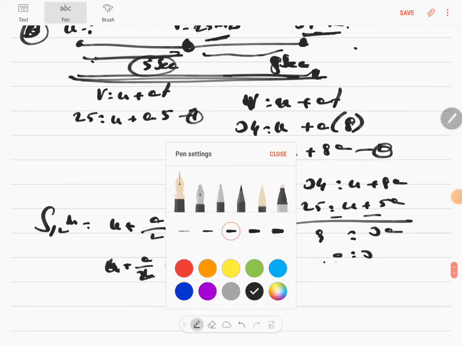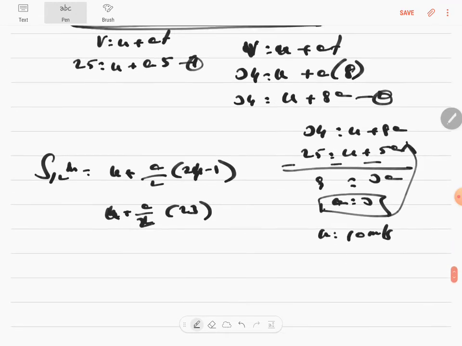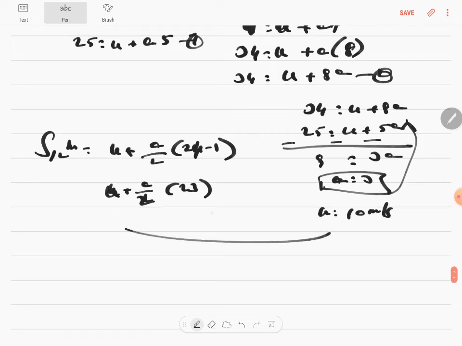So a is equal to 3. Thus once you get the acceleration, you can put it back and find the velocity. Velocity will turn out to be 10 meter per second in one of the equations. Once you know a, you can substitute in this formula and find the distance travelled in the 12 seconds. So that's about section C.